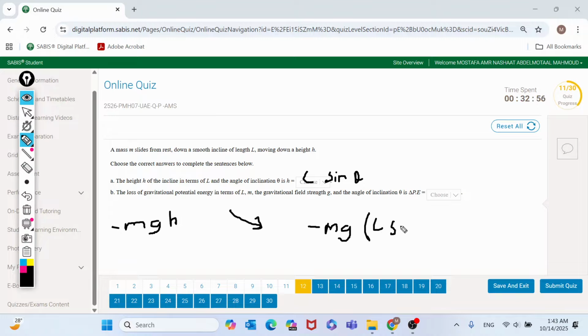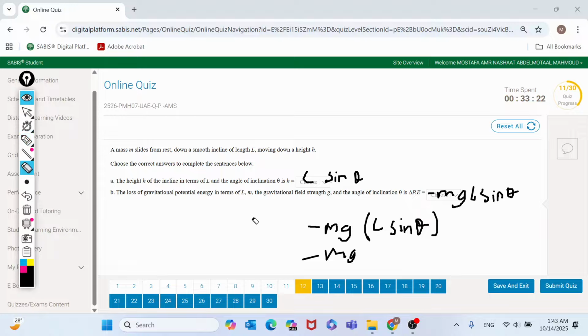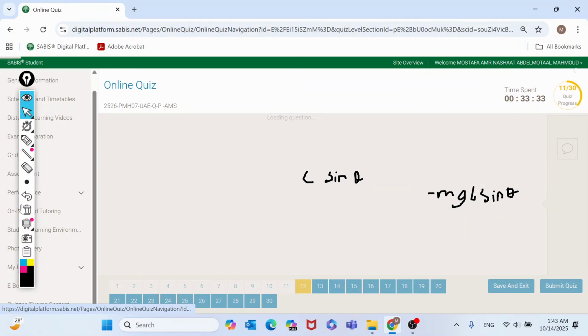You're gonna get negative mgL sine theta. Okay, guys, that's the answer. But yeah, the options don't want to work. No, the options don't work in both.